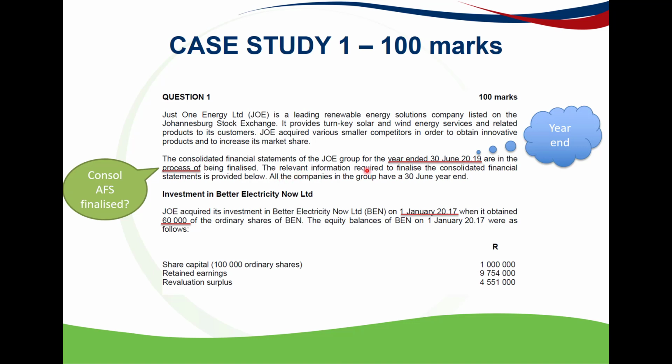Then the relevant information is provided below. All the companies in the group have the same 30 June year end. And here we start off with our first company, Investment in Better Electricity Now. Joe acquired its investment in Ben on 1 January 2017. So we can see it was in a prior year.